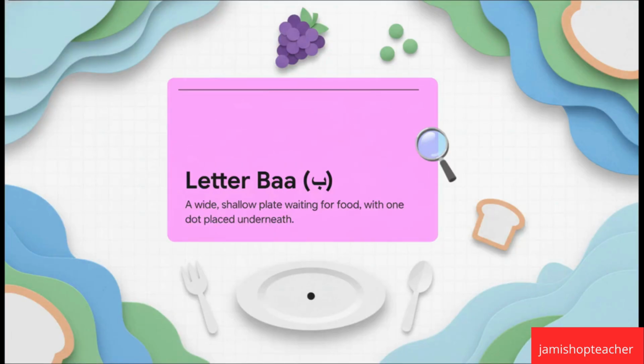And this brilliantly illustrates how we can use everyday objects to visualize letters. The letter Ba is taught as this wide, shallow plate just waiting for food, with a single dot placed directly underneath it. I mean, isn't that just a perfect mental image? It gives the abstract curve of the letter a physical, tangible meaning that is instantly memorable.